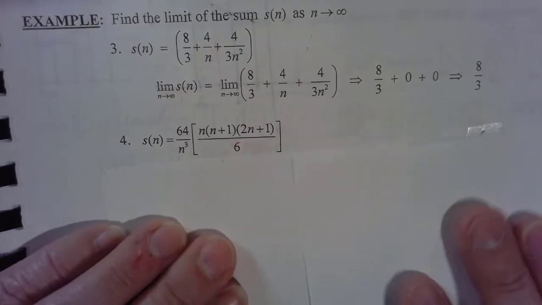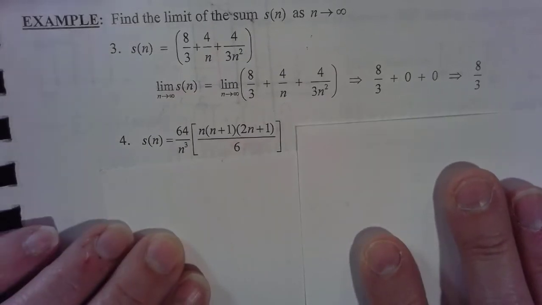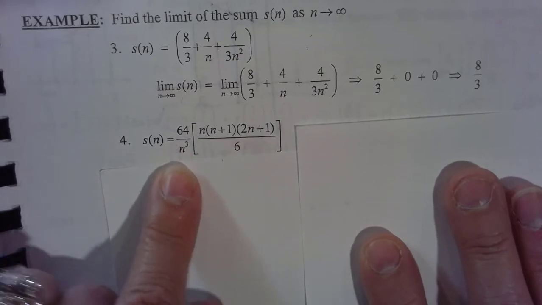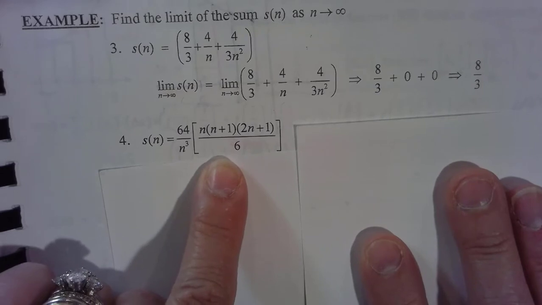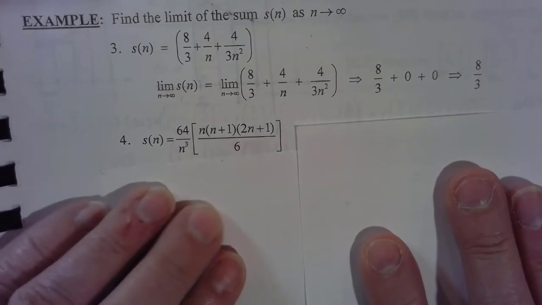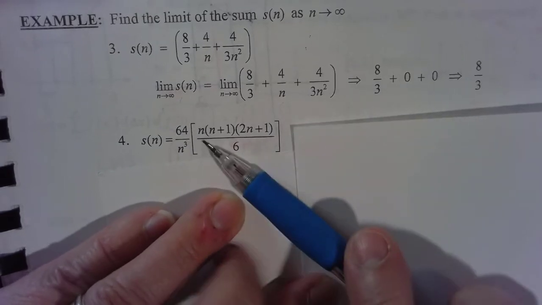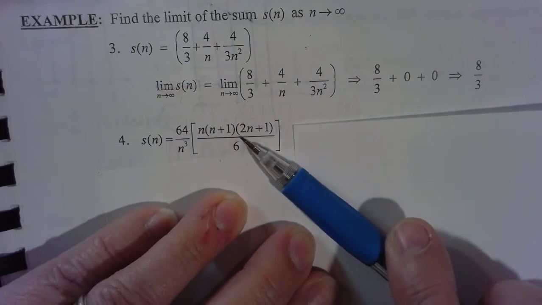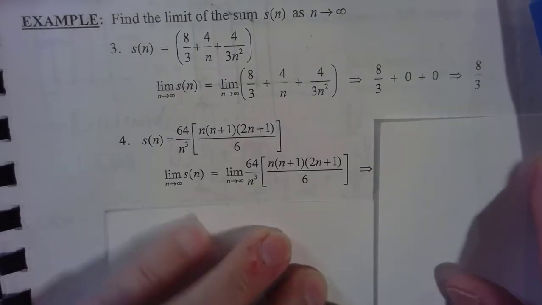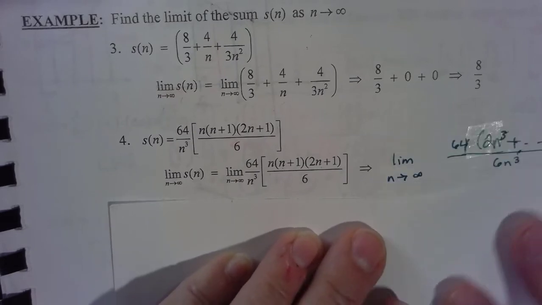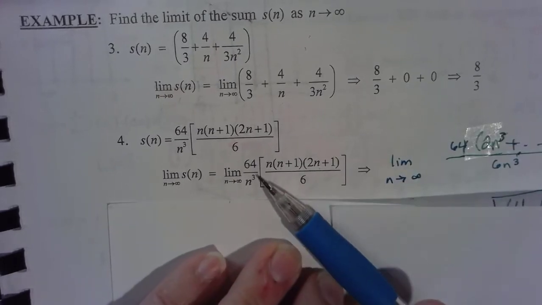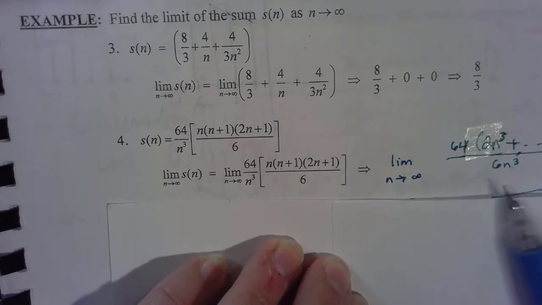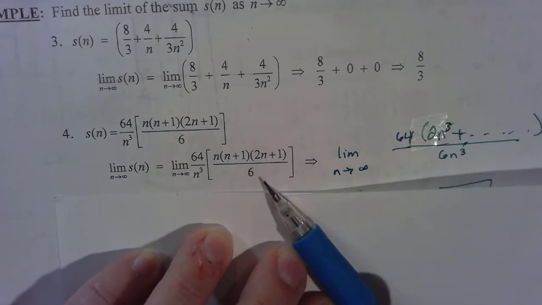Now we'll do a little bit more complicated one. This is kind of interesting. So I have the sum of 64 over n cubed times n plus 1 times 2n plus 1 over 6. Now, if you look at this, you will notice that this is essentially a cubic polynomial with a coefficient of 2. So when I go to take the limit as n goes to infinity, I have 64 over n cubed, and this is going to be 2n cubed plus a lot of other stuff over 6n cubed.